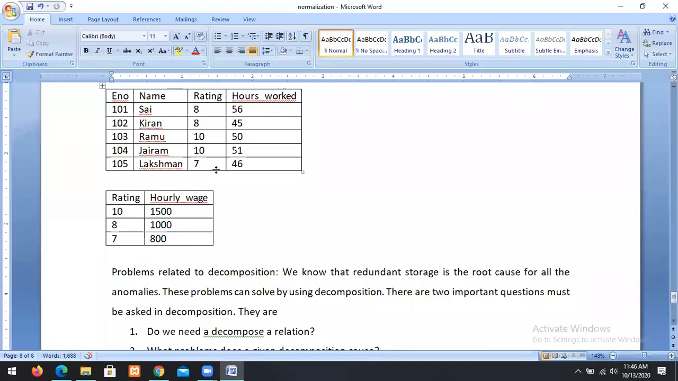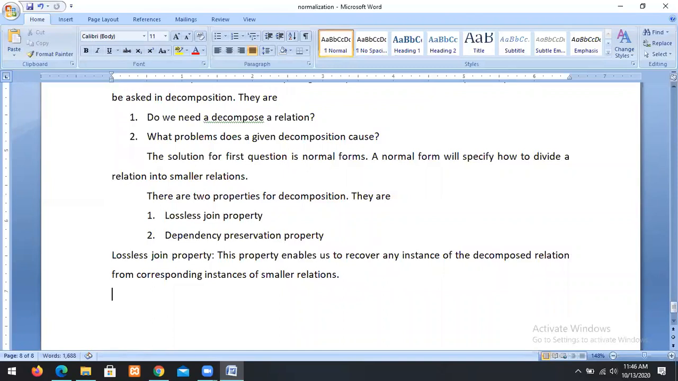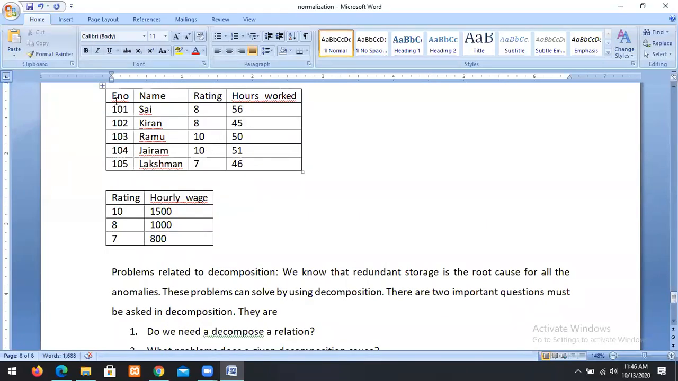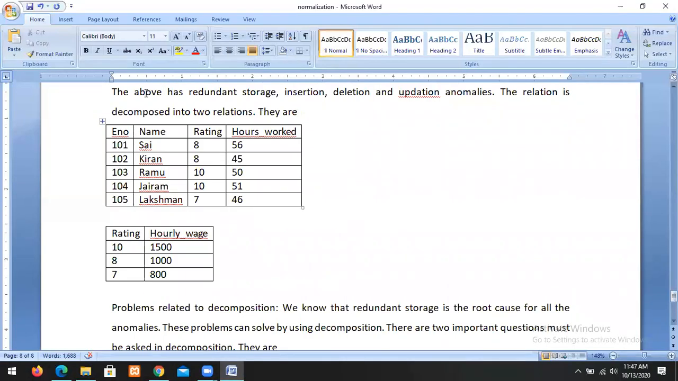So when we are getting the information from two smaller relations, that is called a lossless join dependency. If I combine these two relations and I get the original relation, then we call that a lossless join dependency. So this is one relation, 1, 2, 3, 4, 6.